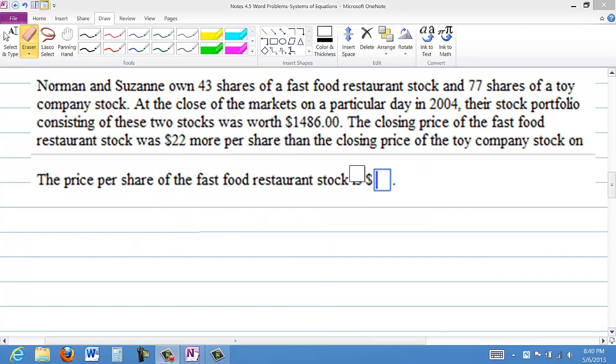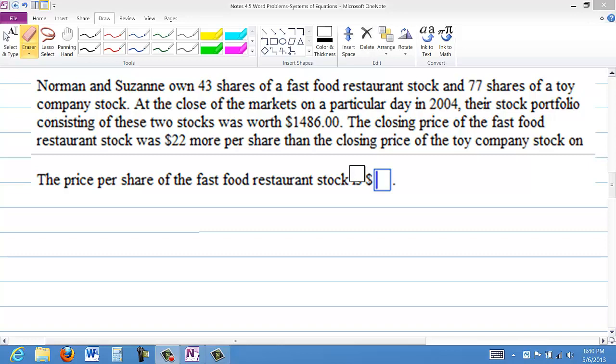Let's take a look at our second example. Norman and Suzanne own 43 shares of a fast food restaurant stock and 77 shares of a toy company stock. At the close of the markets on a particular day in 2004, their stock portfolio consisting of these two stocks was worth $1,486. The closing price of the fast food restaurant stock was $22 more per share than the closing price of the toy company stock on the same day. So, we need to find out the price per share of the fast food restaurant stock, and we're also going to find the price of the toy company stock.